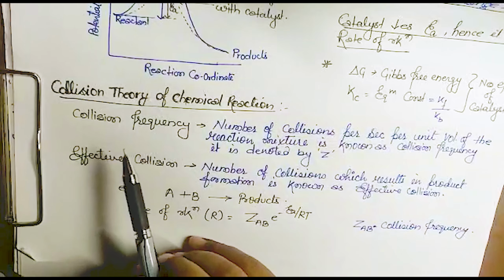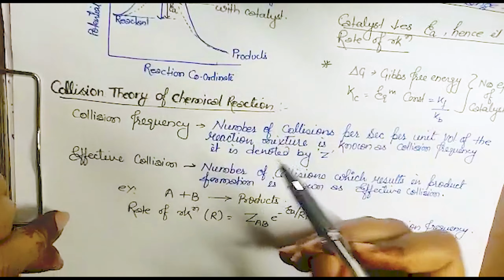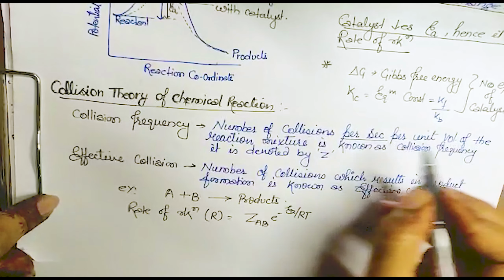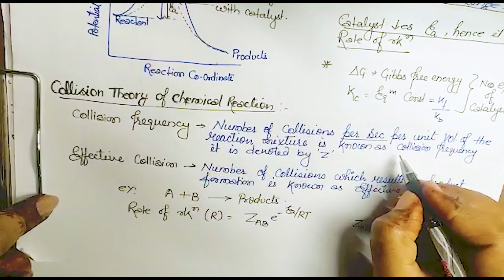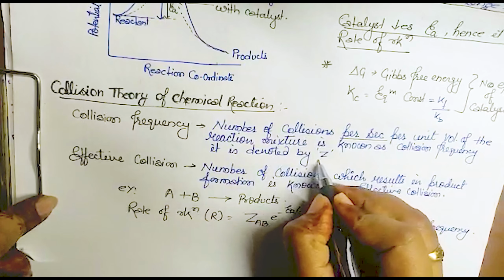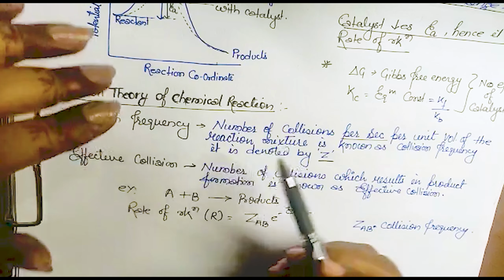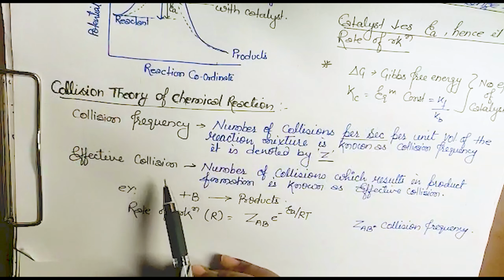So here I have written the definition: collision frequency. The number of collisions per second per unit volume of the reaction mixture is known as collision frequency, and it is denoted by Z. Effective collision, as I told you, I have used frequently.